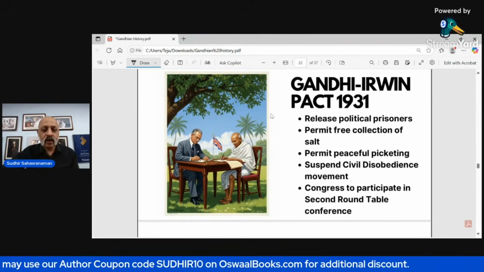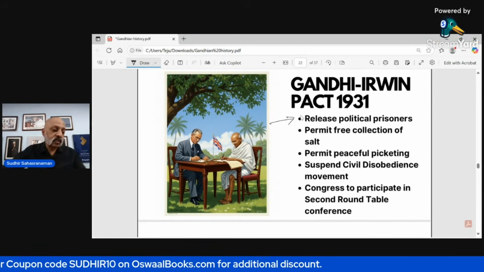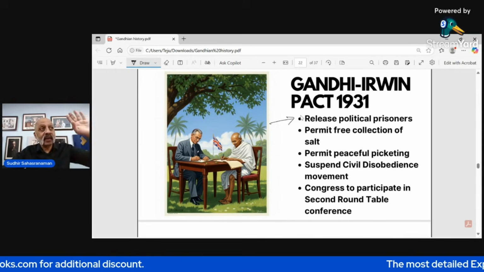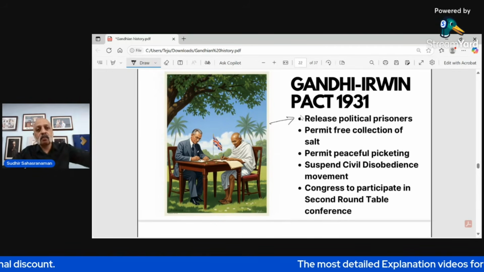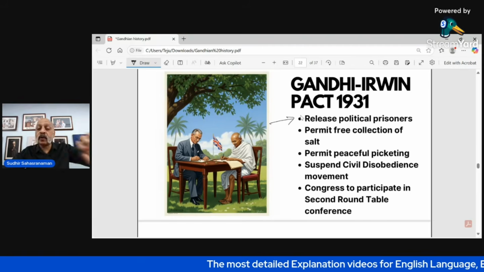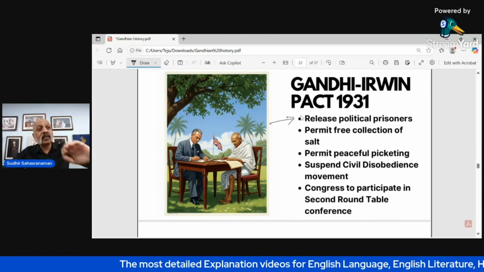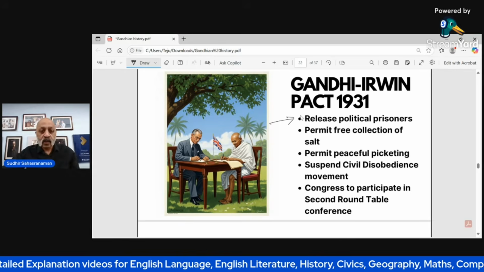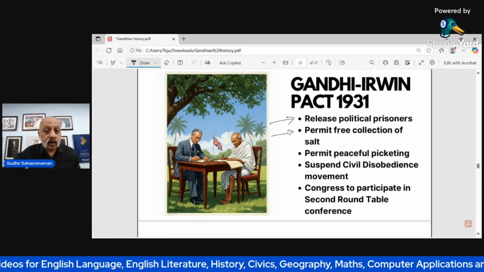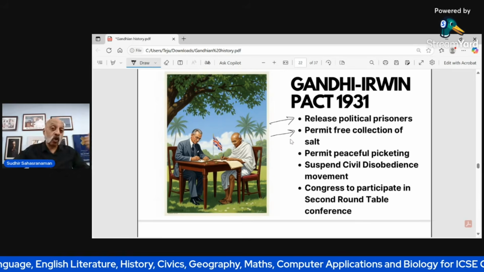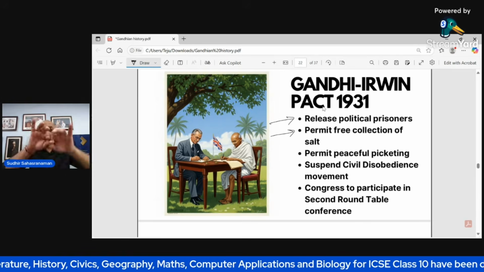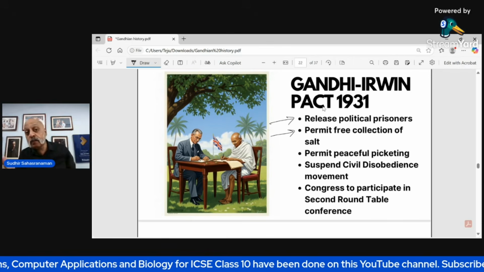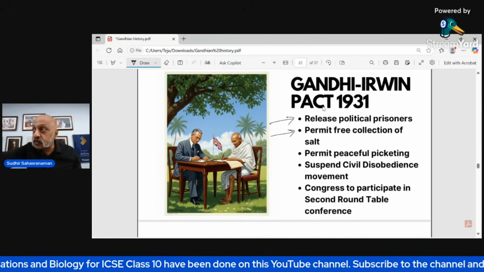The Britishers agreed to release all political prisoners except those who were guilty of violence, in the sense of killing somebody or damaging or vandalizing government property. Unless it was that kind of thing, they released all political prisoners who were just arrested for protesting. They allowed, and this was a big victory, the free collection of salt. So the Salt Act of 1882 was torn apart and thrown out of the window.